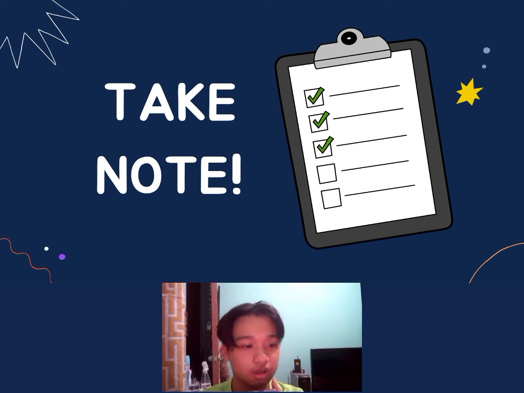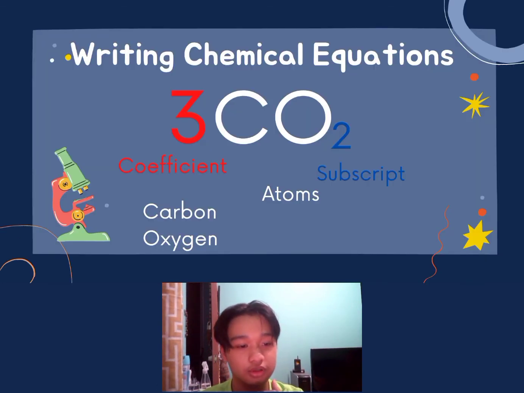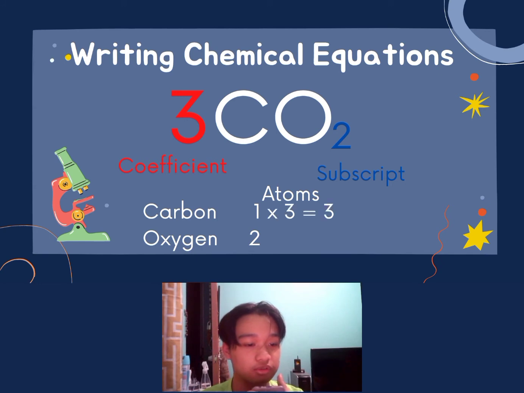If we are going to count how many atoms carbon and oxygen have, the subscript is the number of atoms of the element beside it. So carbon is 1 and oxygen is 2. Then you will multiply the coefficient to the subscript. So carbon is 3 times 1 equals 3, and oxygen is 3 times 2 equals 6.